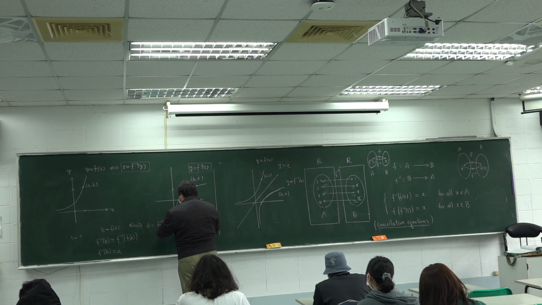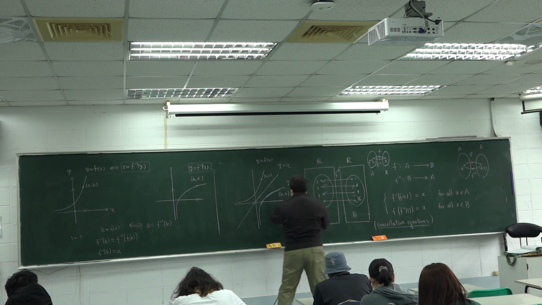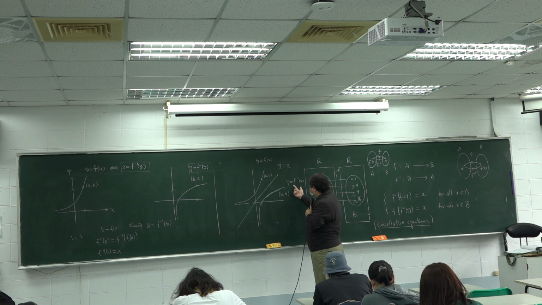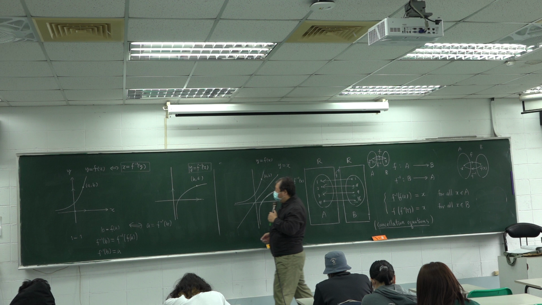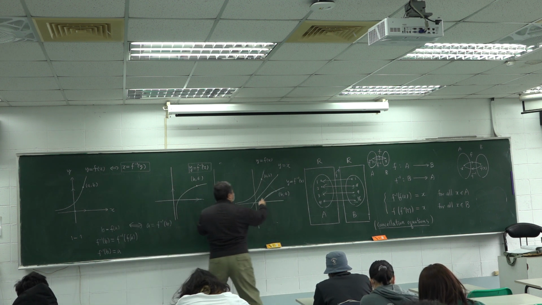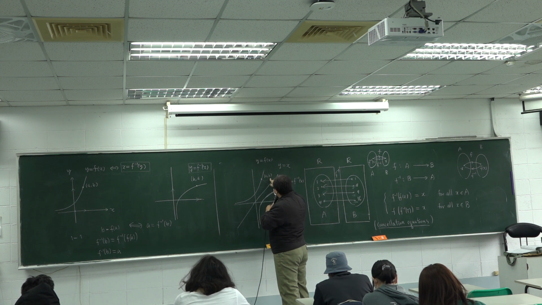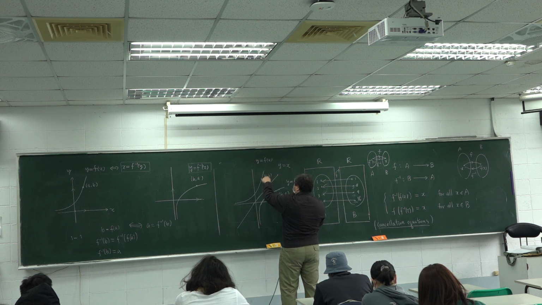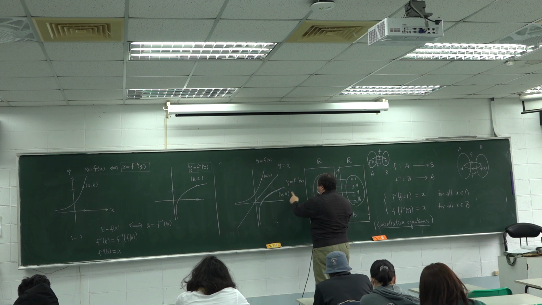A equals f inverse of b means the point (b, a) satisfies this equation. And b equals f of a means this ordered pair (a, b) satisfies this equation. f at a is b. This means f inverse at b is a.